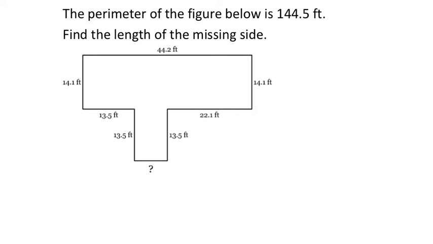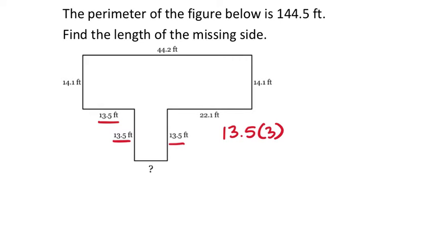Find the length of the missing side. Again, they've given us the perimeter, which means if you added all these side lengths together, you get 144.5. Now the problem here is that one of the side lengths is missing, right here, the question mark. So I'm gonna set this up the same way that last one did, because I've got some repeating sides, right? So I got 13.5 3 times. So for my perimeter, I got 13.5 3 times. So I'm just gonna multiply that by 3.